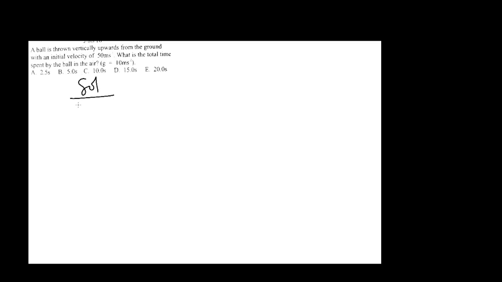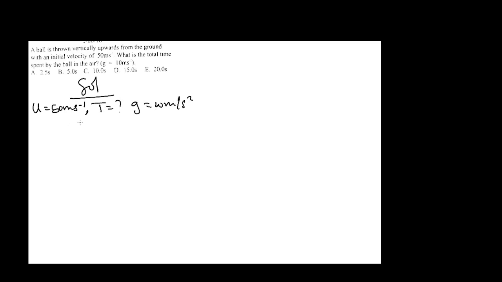Read the question again to interpret the parameters given. A ball is thrown vertically upward from the ground with an initial velocity of 50 meters per second. So the initial velocity is 50 meters per second. What is the total time taken or total time spent by the ball in the air? So we are looking for capital T, and we have our g to be 10 meters per second squared. So what are we going to do right now?